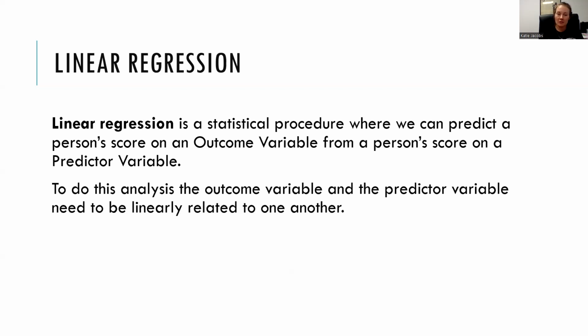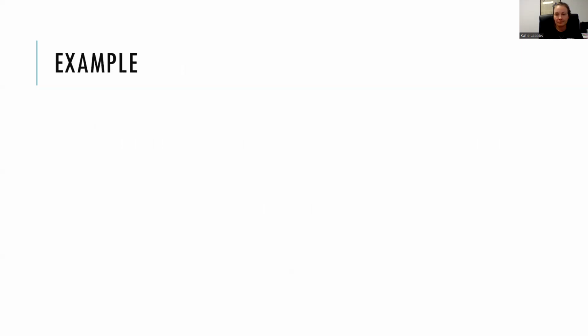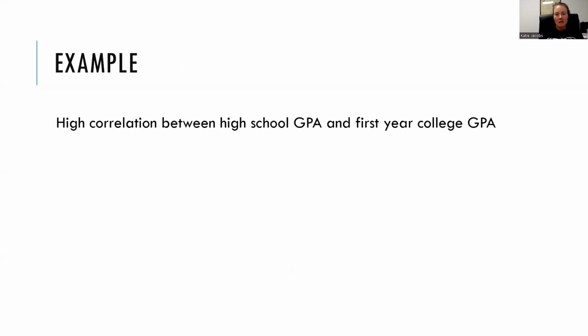To do this analysis, the outcome variable and the predictor variable both need to be linearly related to one another. In other words, these two variables need to have a strong Pearson's r. If we were to build the scatter plot like we did with correlation, we'd see that they have more of a straight line than a curve type relationship. For example, there is a high correlation between high school GPA and first year college GPA. So how might we want to use this information?